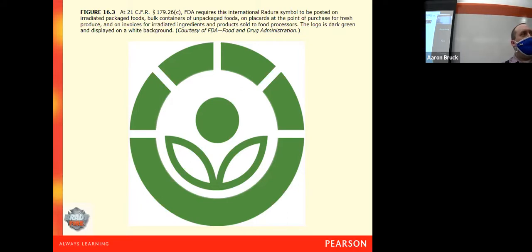So if you go down to JC's and buy a pack of steaks, first of all, let me party with you. And second of all, you're probably not going to see the Radura symbol because that's not part of the processing that is used at most grocery stores. However, if you do see this symbol, understand that that's what it means.